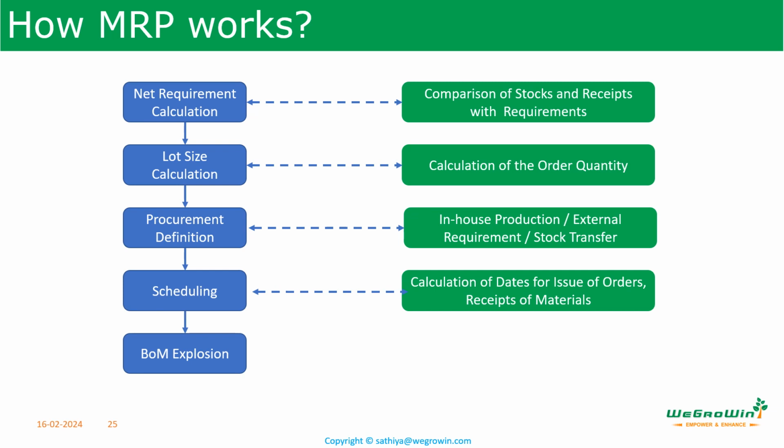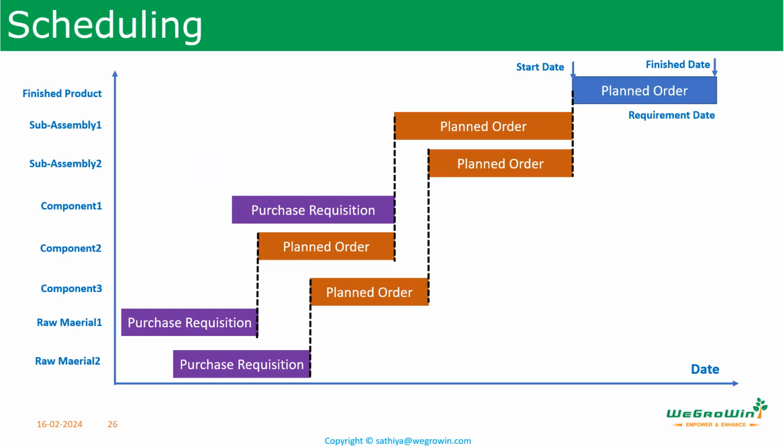And then we decided that okay, we buy outside, or we produce inside, or we produce regularly, or we do the subcontracting, whatever it is. Now we have to schedule it. I mean, we have to calculate the date when we have to release the order to get the material. So the scheduling will be done based on this logic.